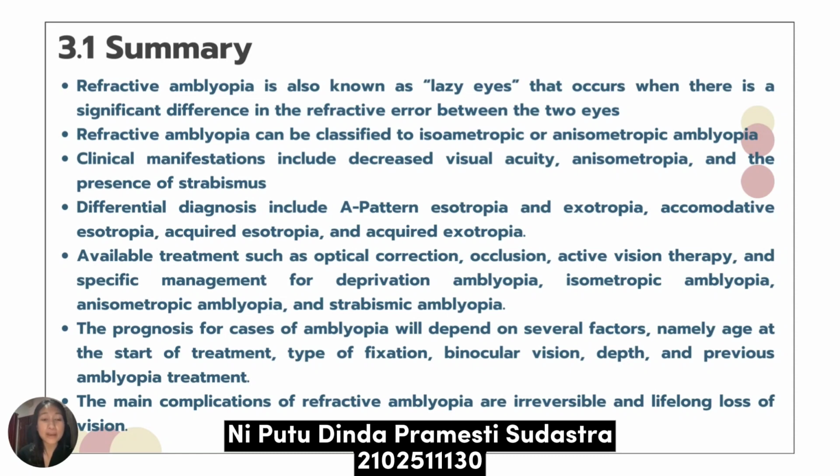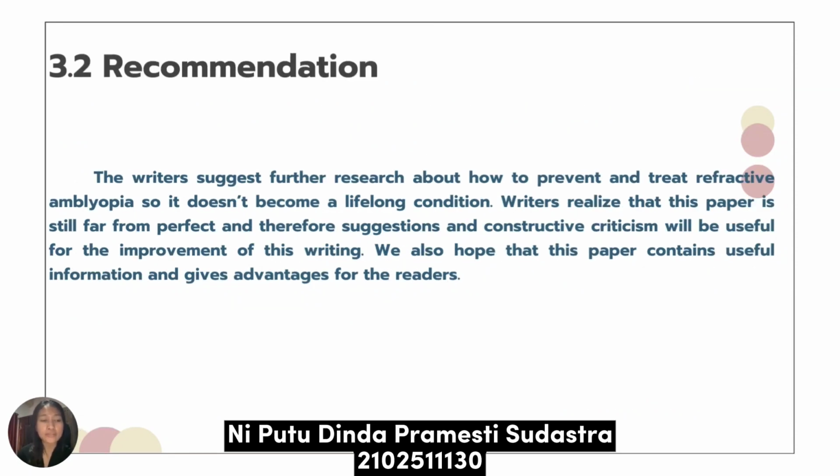Available treatment for refractive amblyopia includes optical correction, occlusion, active vision therapy, and specific management for deprivation amblyopia, isometropic amblyopia, anisometropic amblyopia, and strabismic amblyopia. The prognosis for cases of amblyopia will depend on several factors such as age at the start of treatment, type of fixation, binocular vision, depth, and previous amblyopia treatment. And for the last one, the main complications of refractive amblyopia are irreversible and lifelong loss of vision. And for 3.2, the recommendation, the writer suggests further research about how to prevent and treat refractive amblyopia so it doesn't become a lifelong condition.